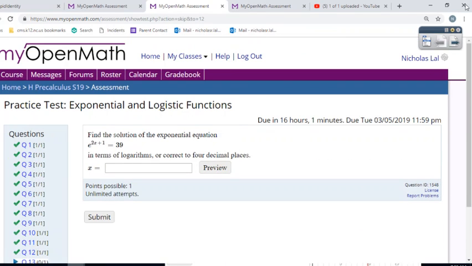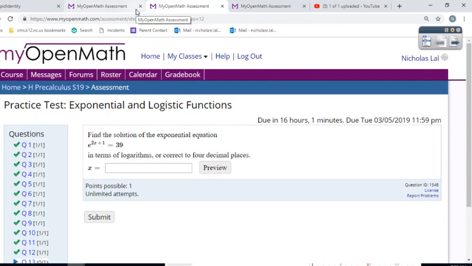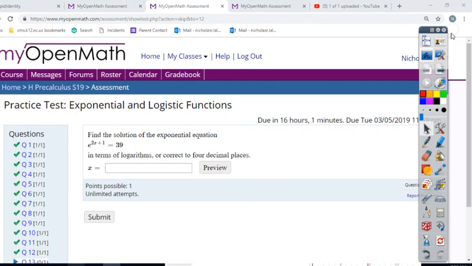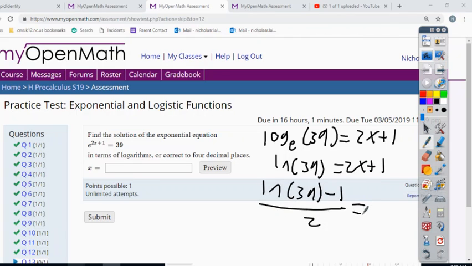Question 13. Find the solution to the exponential equation. Take the natural log of both sides. So log base e of 39 is equal to 2x plus 1. The ln of 39 equals 2x plus 1. The ln of 39 minus 1, over 2, is equal to x.